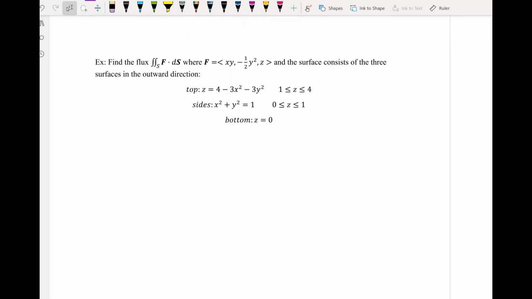Here we want to find the flux over the surface integral, where F is equal to this force field, and the surface consists of three different surfaces. The top is a paraboloid, from 1 to 4. The sides are a cylinder from 0 to 1, and the bottom is just z equals 0. So let's go ahead and graph this.